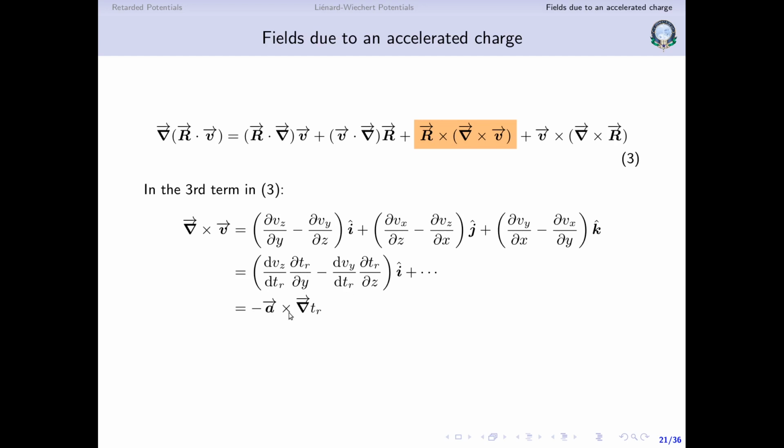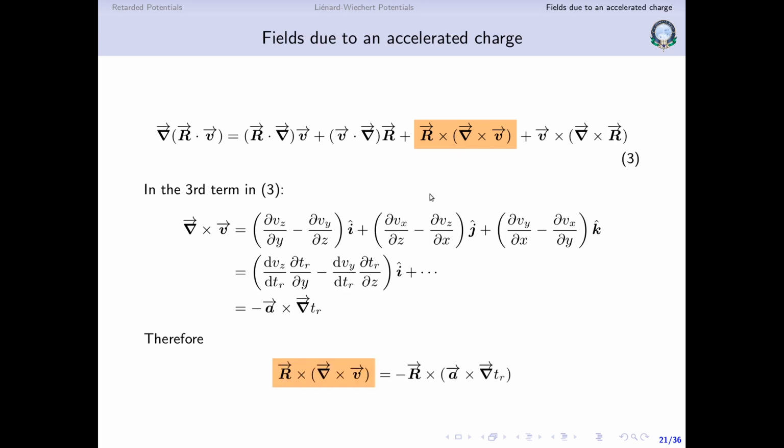This is nothing but the acceleration. This is going to give us the Z component of A. This is going to give us the Y component of A, and then you can just put them together, and you can show that this curl of V will give us minus A cross gradient of TR. So we got one more term which has got the gradient of TR.